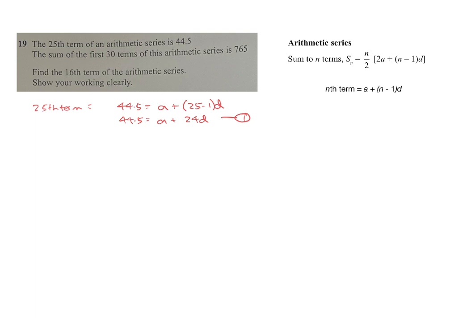So next we want the sum to 30 terms. So that is S of 30. So what have I got? The sum to 30 is 765. So 765 is equal to n, where n is 30, over 2, square bracket, 2 multiplied by a, which I don't know what a is, plus n, which is 30, minus 1, multiplied by d, close the bracket.